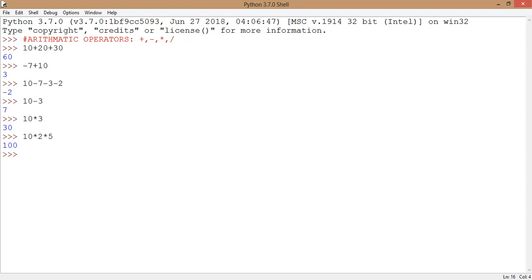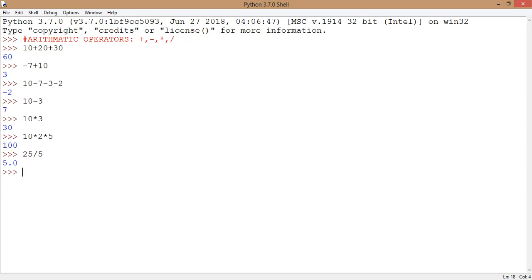Same goes for the division. If you want to divide two numbers, you can simply write the forward slash, which represents the division. Suppose if I want to divide 25 by 5, I'll simply write 25 divided by 5. The output I'll get is 5.0, which is in float.